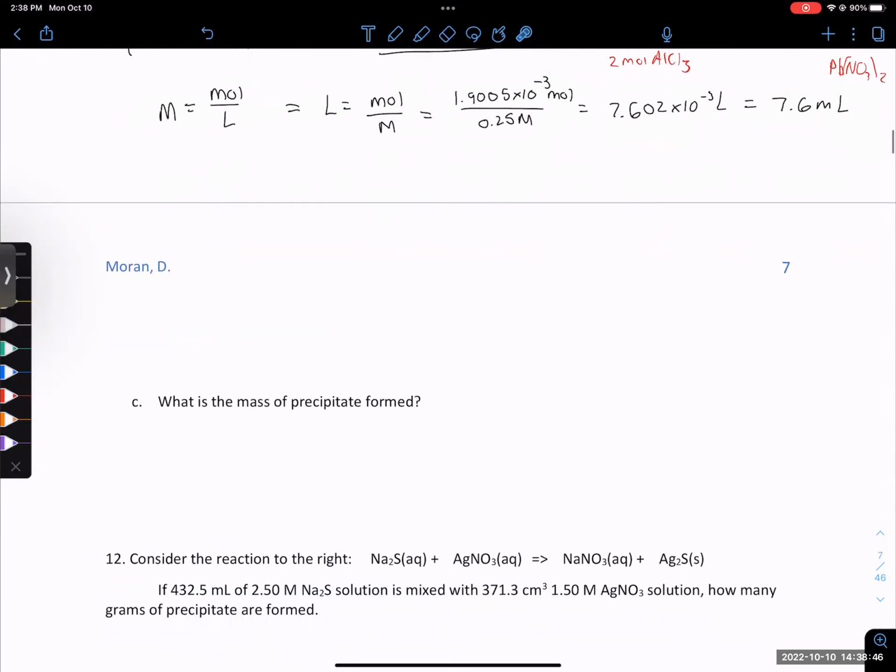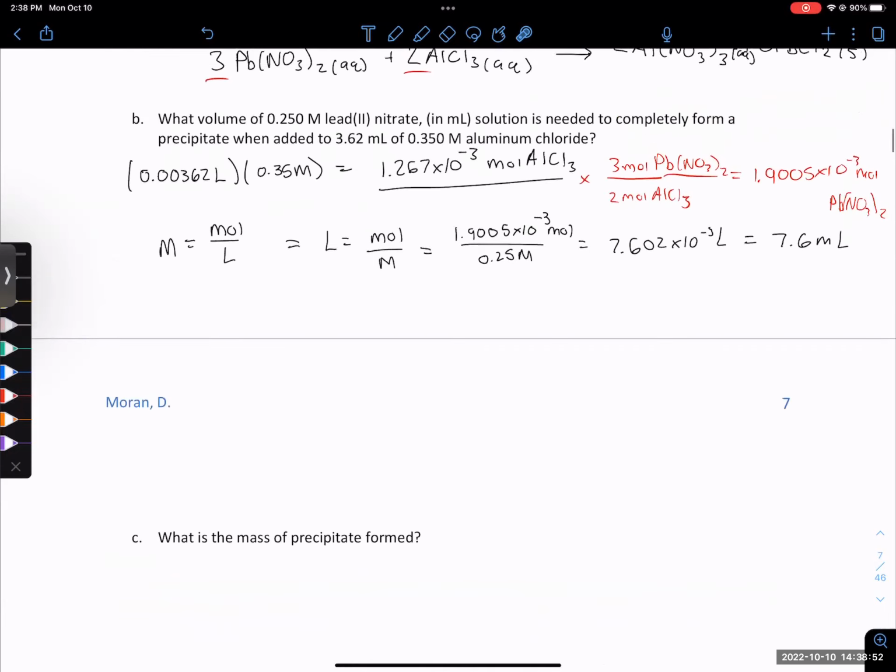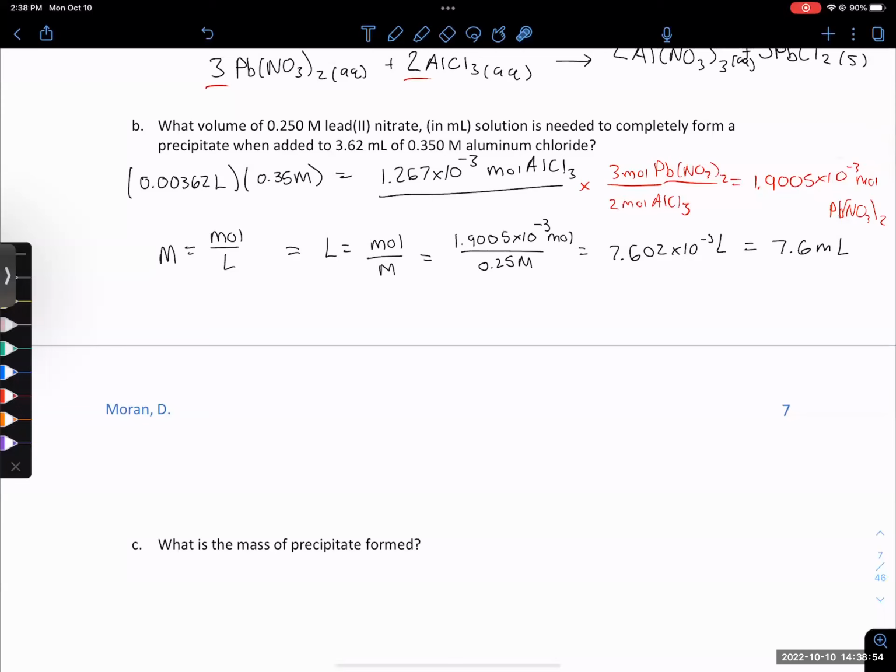And what is the mass of the precipitate formed? So what should we be using here? We know that either way we do it, we're going to need moles of one thing to go to the moles of the other thing. And since there's no excess reactant or limiting reactant, you can either use moles of aluminum chloride found here or moles of lead(II) nitrate. I'm going to use the moles of lead(II) nitrate.